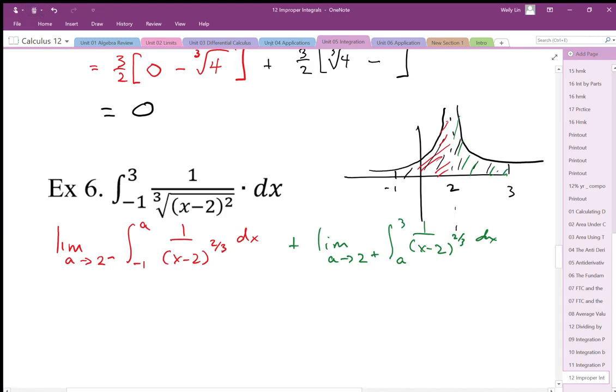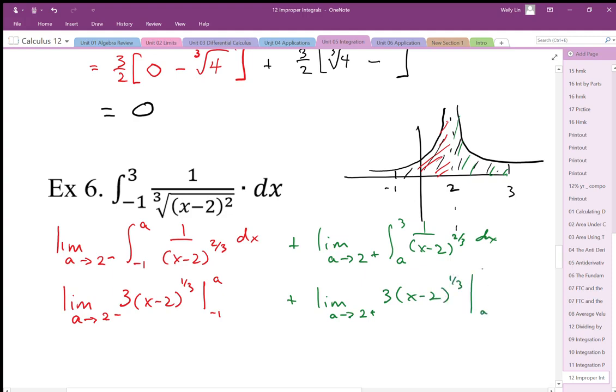Okay, so what do these areas work out to be? I'm going to anti-differentiate this, so I get a to the power +1/3. Okay, so I still need my limit. So I get (x minus 2) to the power +1/3 divided by 1/3. So I'm going to times by 3. My bounds are from there to there. My antiderivative on this side is exactly the same. So limit as a goes to 2 from the positive side, this becomes 3(x minus 2) to the power +1/3. The bounds here are from a, which is 2 on the positive side, to 3.